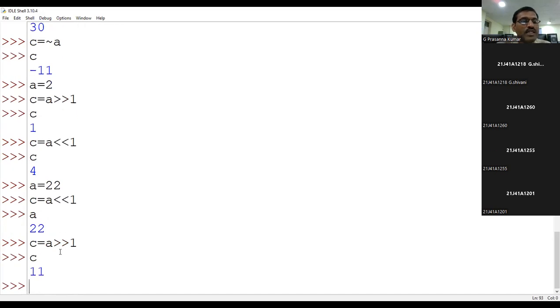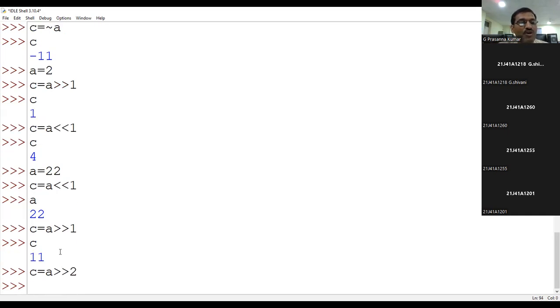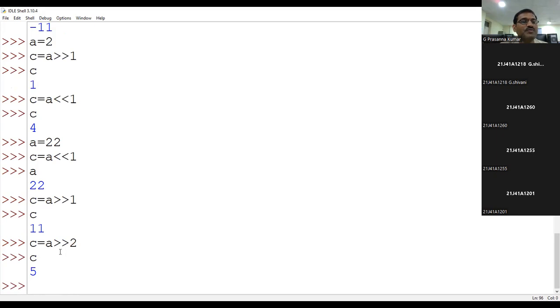Okay, right shift means divide, left shift means multiply. If you use C equal to A right shift 2 times, what should be the output? 5. C is 5. Why is it not 5.5? Why has it taken 5 itself?